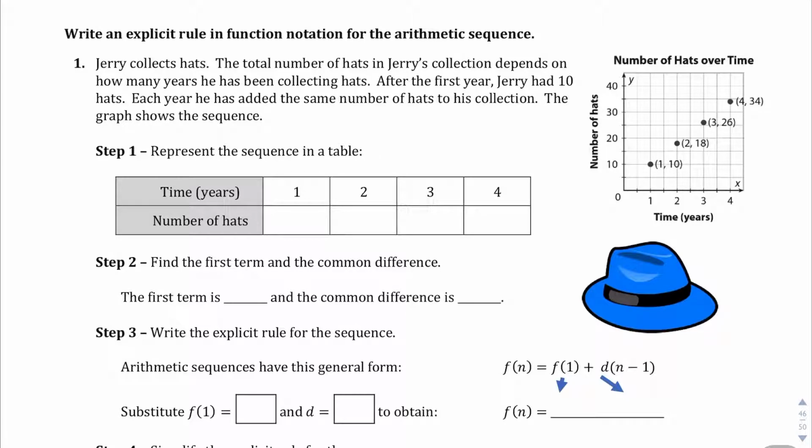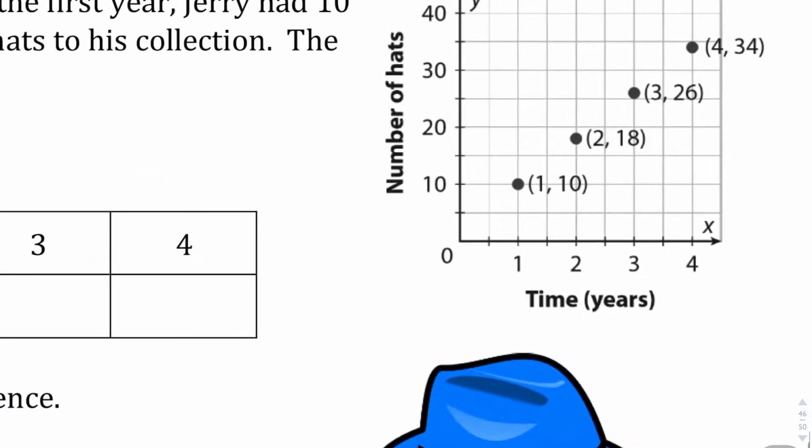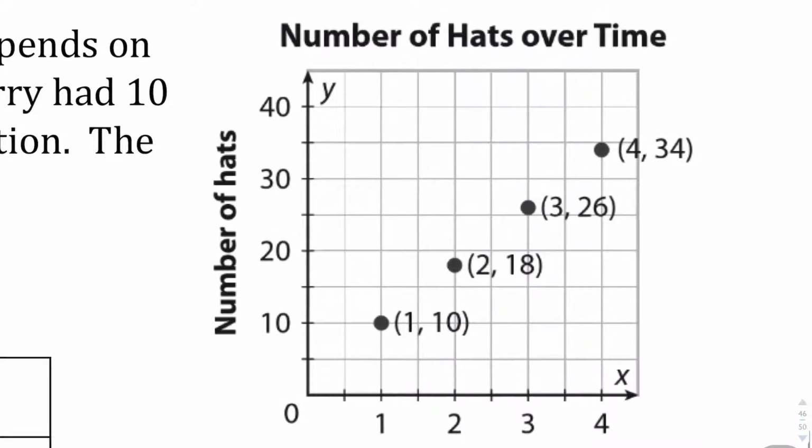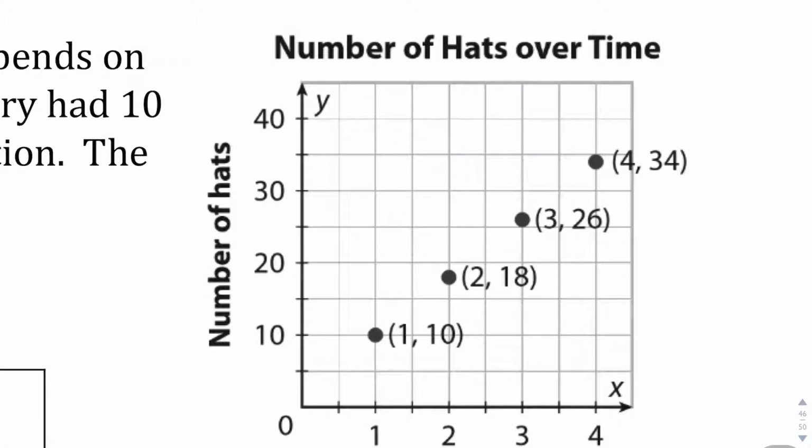So we're told that after the first year, Jerry has 10 hats. So if we take a look at the graph, let's try to figure out how many hats he's increasing by each year. So after the first year, right? We're at 10 hats. Okay. Now after the second year, now we're at 18 hats, which means that from year to year, he has been increasing by 8 hats. And let's see if that's continually true.